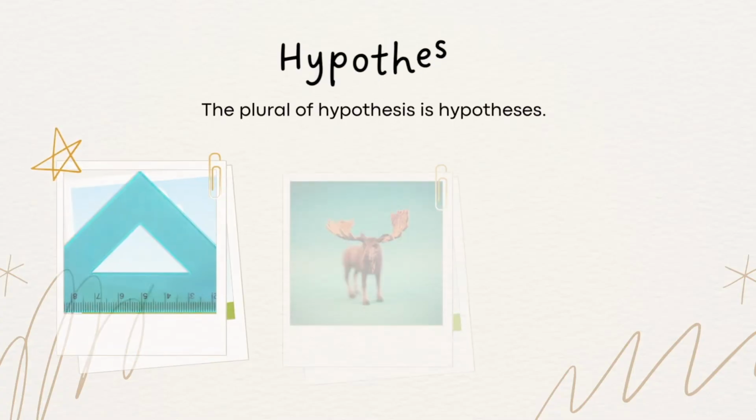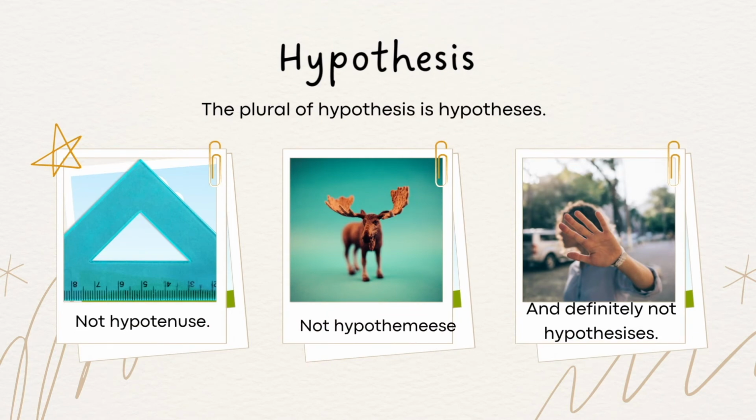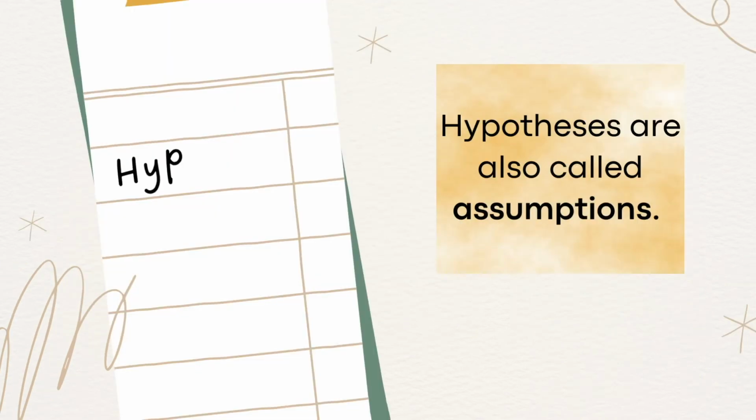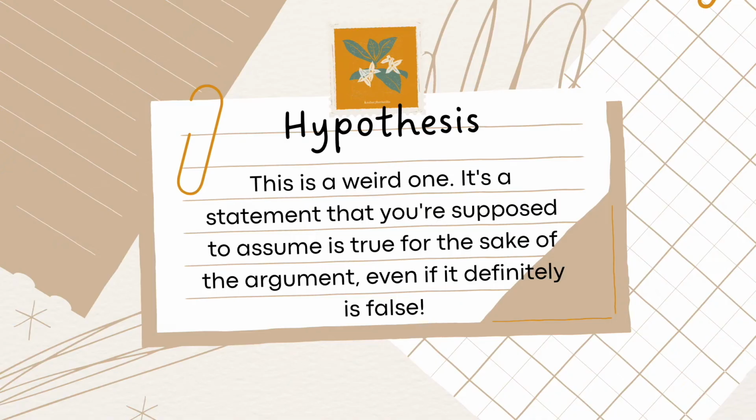The last type of statement we're going to discuss in this video is the hypothesis. The plural of hypothesis is hypotheses, with an E where the I is. A lot of students get this wrong or will try to write things like "hypothesises." Hypotheses are also known as assumptions, since they are statements that you assume to be true, even if they're not. You only assume it's true for the sake of a mathematical or logical argument, so you can follow a line of reasoning that happens if the statement were to be true, if the hypothesis were to be true.